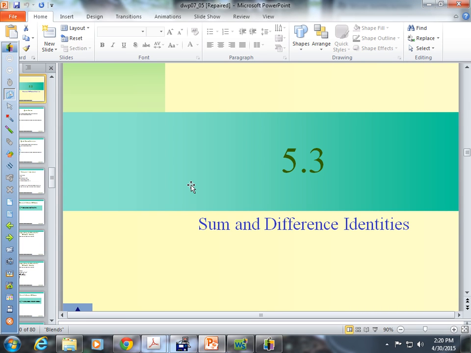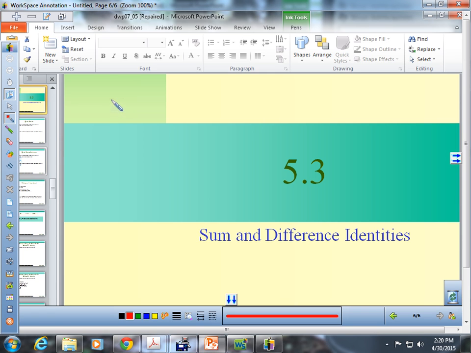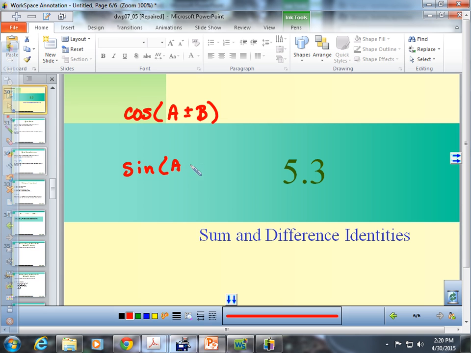And I think Will brought this up yesterday. He said, aren't these on our Regents reference sheet? Yes. The sum and difference identities are on the Regents reference sheet. We had the sine, well, let me start off with the cosine. We had the cosine of an angle A plus and minus an angle B. And then we also had the sine of an angle A plus or minus an angle B.